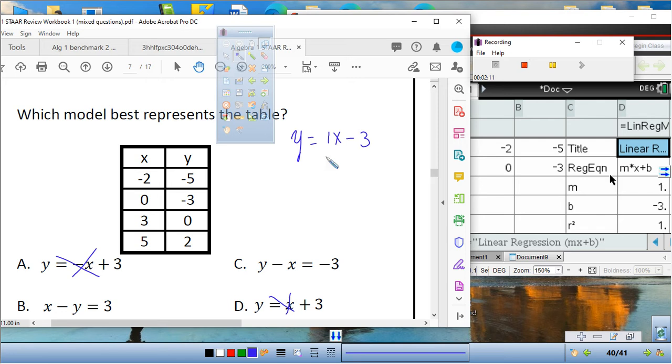So I'm going to go ahead and subtract x. And we'd have -x plus y is equal to -3. Okay, I don't see that one there. So I'm going to go ahead and multiply the whole thing by a negative and get x minus y is equal to 3. X minus y is equal to 3. And there she is. Cool.